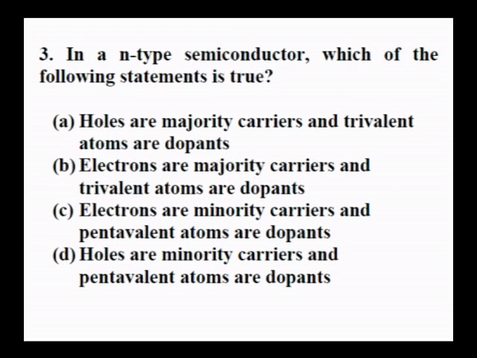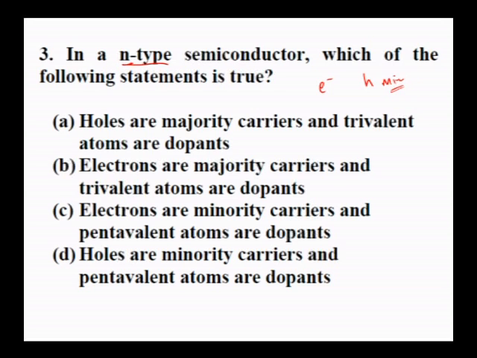In an N-type semiconductor, which of the following statements is true? Holes are majority charge carriers and trivalent atoms are dopants. Electrons are majority carriers and trivalent atoms are dopants. Electrons are minority carriers and pentavalent atoms are dopants. Holes are minority carriers and pentavalent atoms are dopants. Remember, this is N-type semiconductor. In N-type semiconductor, electrons are majority charge carriers, holes are minority charge carriers.